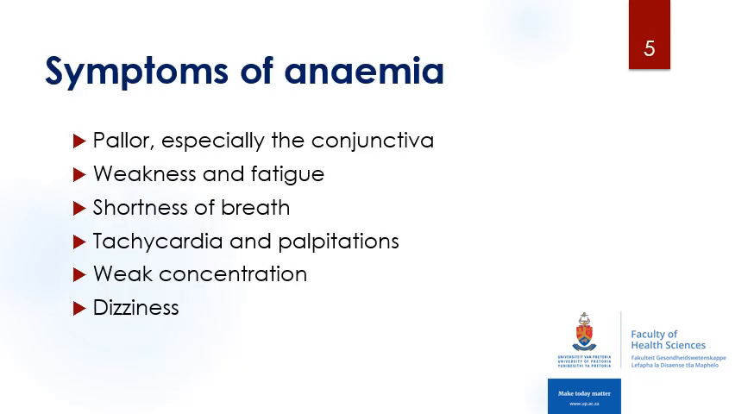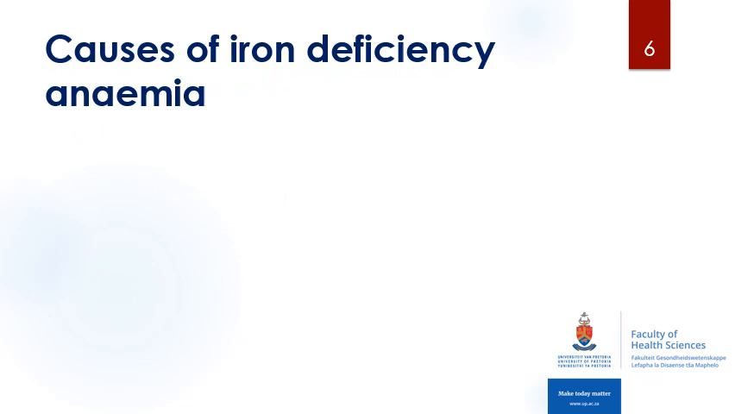So some symptoms of anemia include pallor or paleness in the skin and eyes, weakness, fatigue, shortness of breath, heart problems, difficulty concentrating, and dizziness. So let's take a look at some of the causes of iron deficiency anemia.